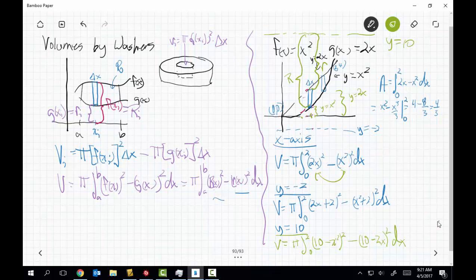The other error, which is a little more egregious and happens a little more often, is instead of capital R squared minus little r squared, students will go capital R minus little r, squared, and that is bad. That is bad. That's really bad.